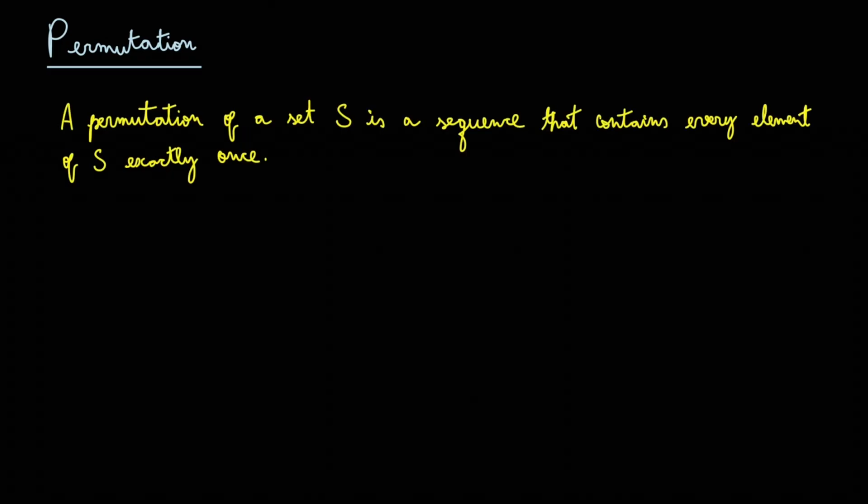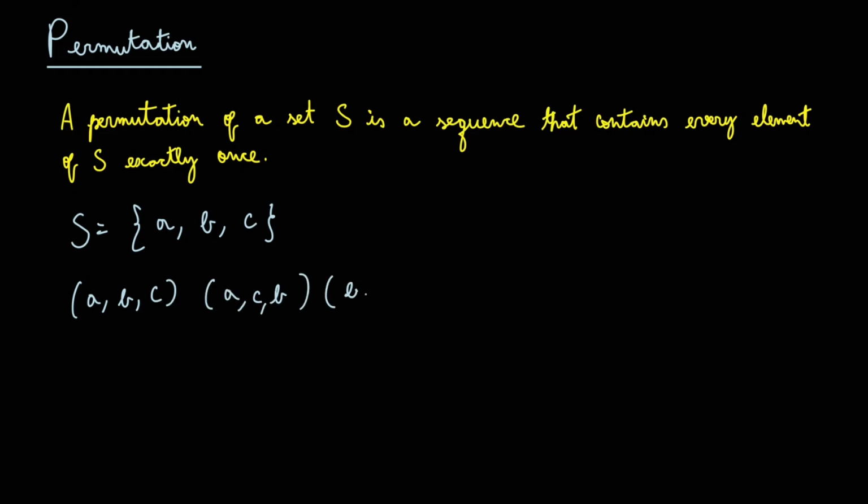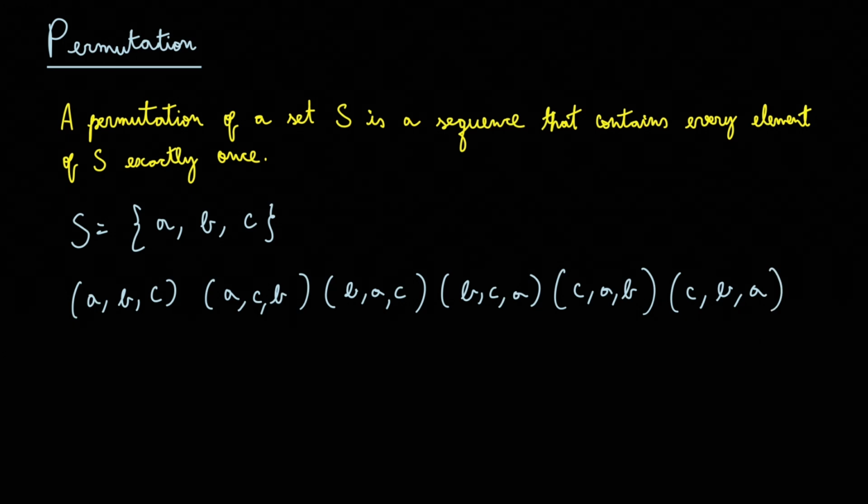Now let's repeat what we just said, but in a more mathematical form. A permutation of a set S is a sequence that contains every element of S exactly once. For example, let's say S is our set with elements A, B, and C. In this case, the permutations of S are the sequences ABC, ACB, BAC, BCA, CAB, and CBA. Again, each one of these sequences is a different permutation of the set S.